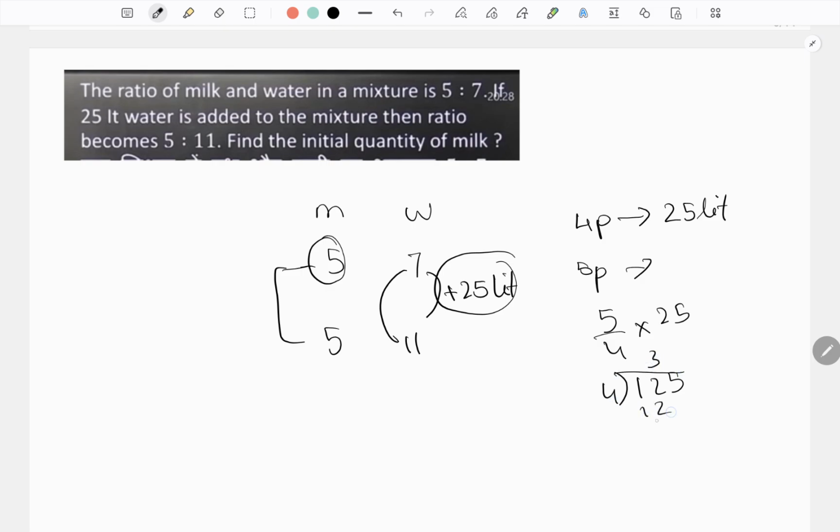4 threes are 12, 4 ones are 4, then 4 into 2 is 8, 2, 5. So it is 31.25. Okay, next.